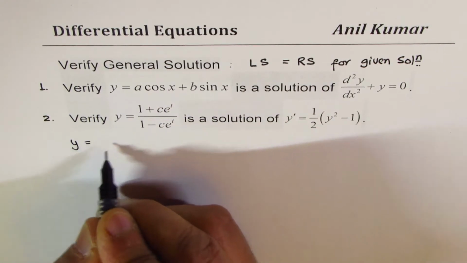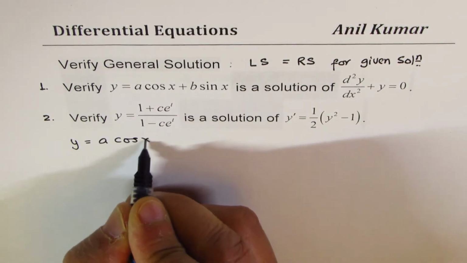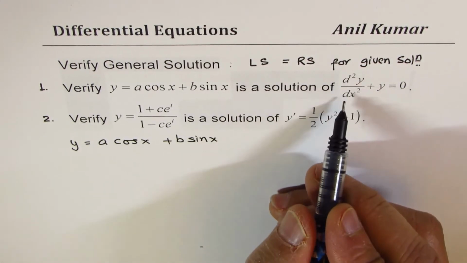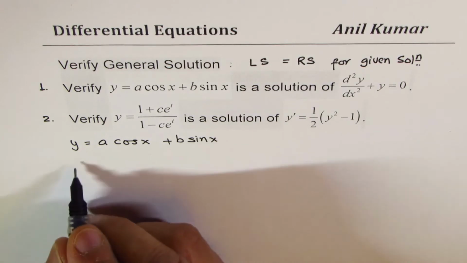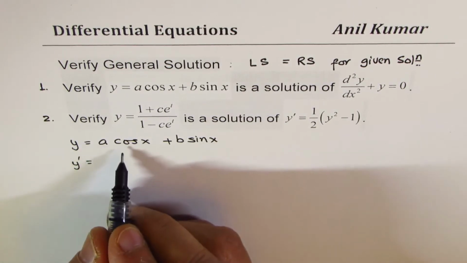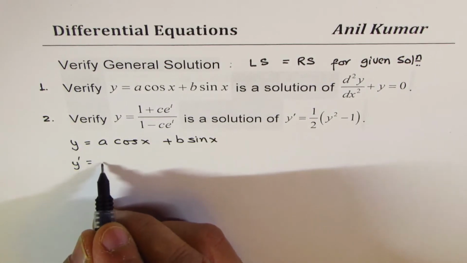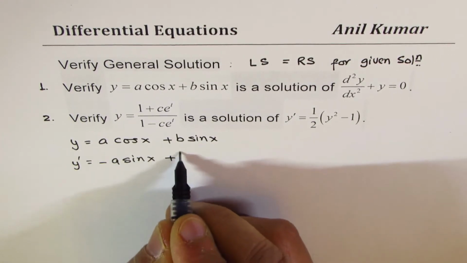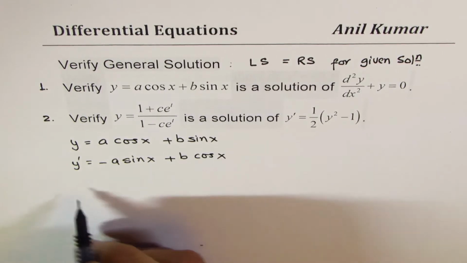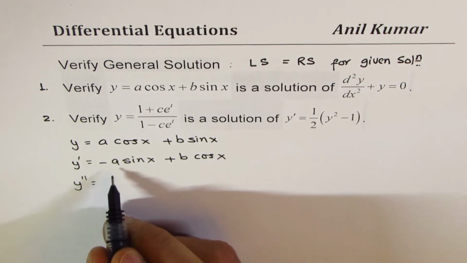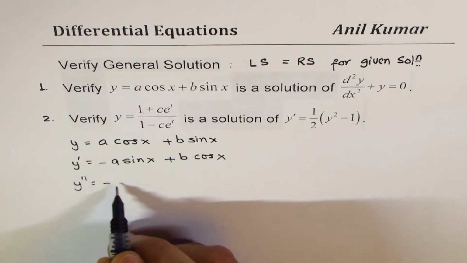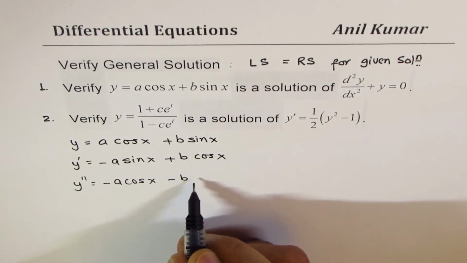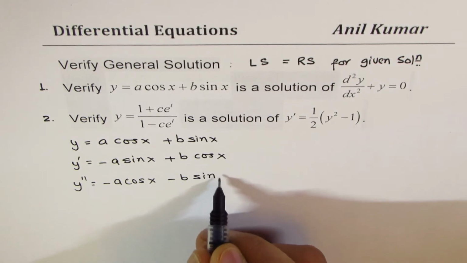We have y equals a cos x plus b sin x. The second derivative we need to figure out. So what is the first derivative? The derivative of cos x is minus sin x. So I could write this as minus a sin x plus b cosine x. And the second derivative is the derivative of this, which gives us minus a cos x minus b sin x, correct?